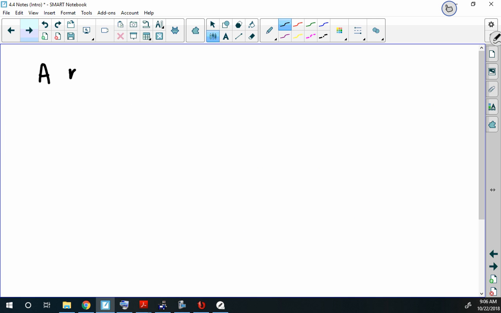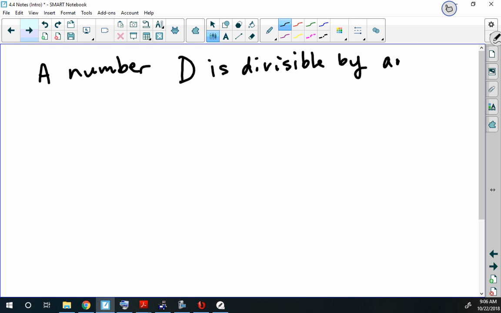A number D is divisible by another number. I need another variable other than D. What should I use? Q? I don't want to use Q, and there's a reason for that. Something other than Q. X? Okay, another number.